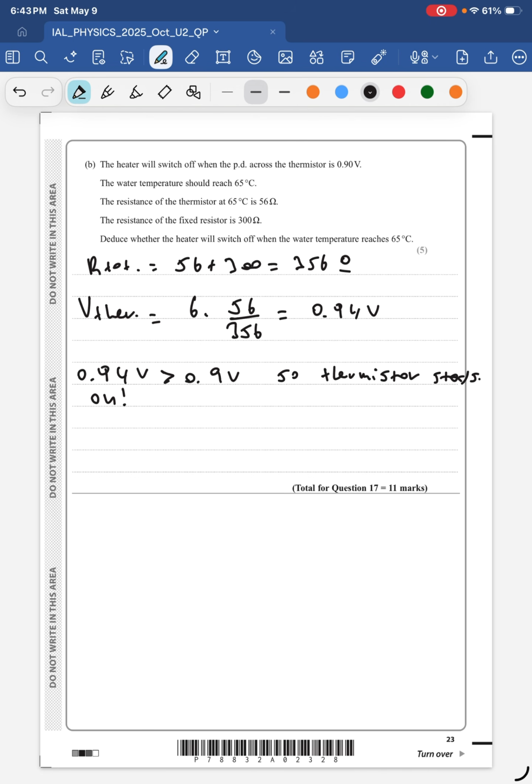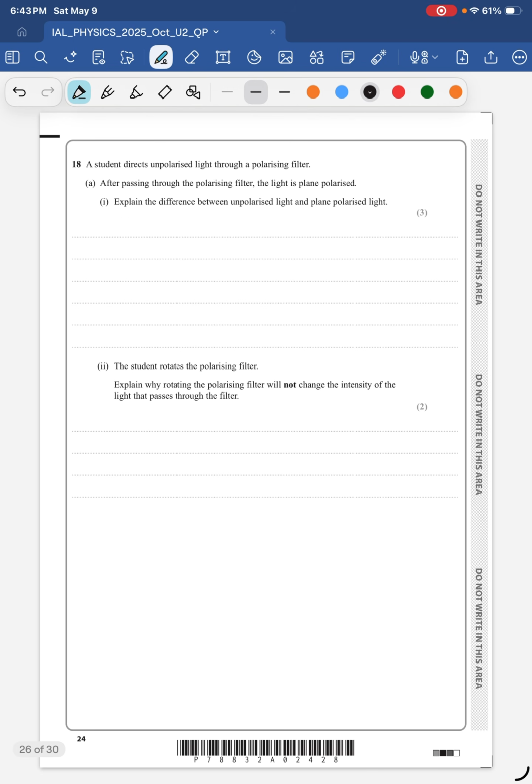Okay, let's move on to the next one, which is the last one. This was shorter from what I have seen from past papers recently. Usually they have 20 questions, I mean. But anyway, let's do this. A student directs unpolarized light through a polarizing filter. After passing through the polarizing filter, the light is plane polarized. Explain the difference between unpolarized light and plane polarized light.